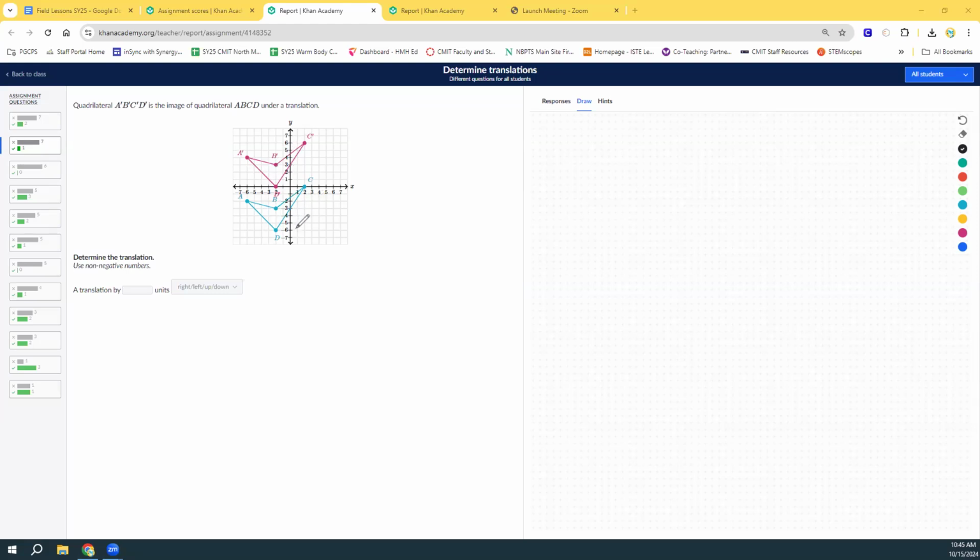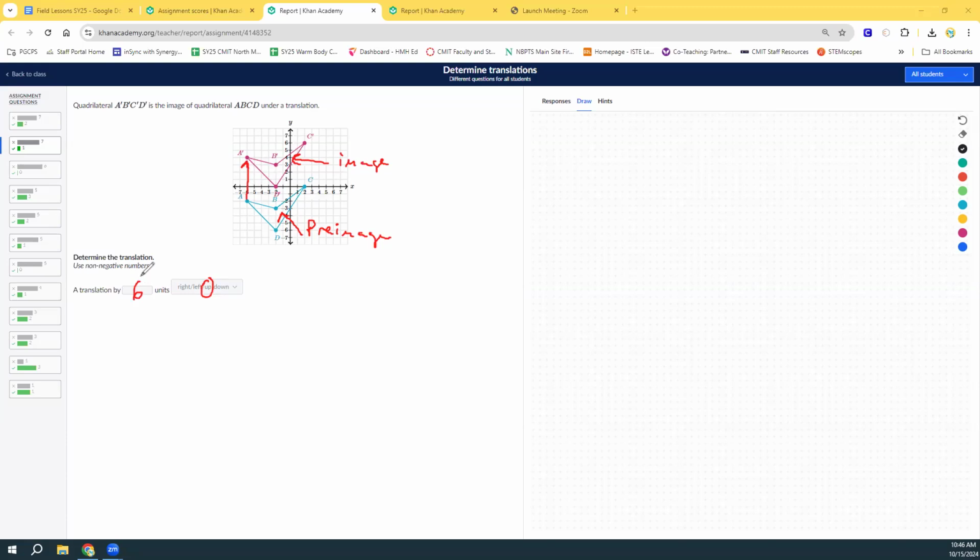So you look at that. What do you think? I can't hear you, but I hope that you said that this is the pre-image because there are no apostrophes. And this is the image because we see each one of these points have a prime next to it. So that means we're starting here and moving to there. So that is up, right? We're moving up. And then you can just count the spaces. 1, 2, 3, 4, 5, 6.